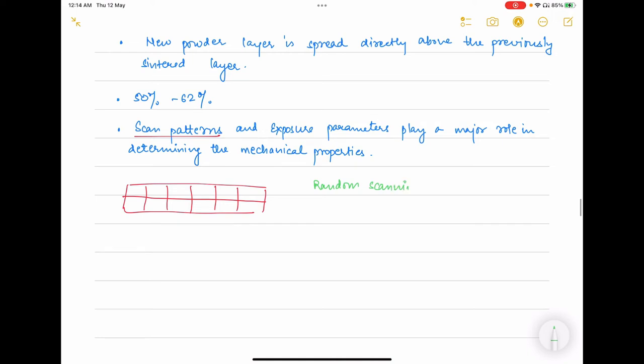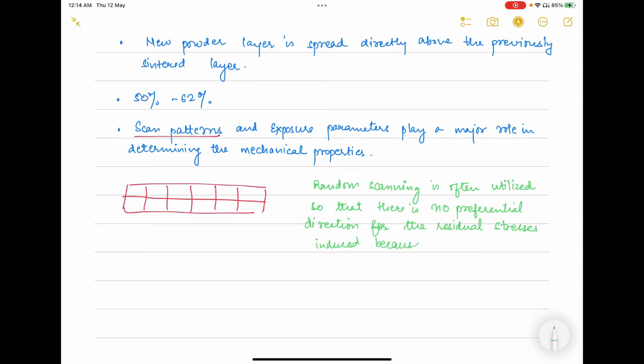Random scanning is often utilized so that there is no preferential direction for the residual stresses that are induced because of laser scanning.